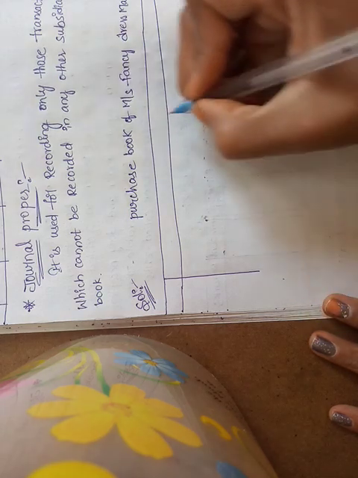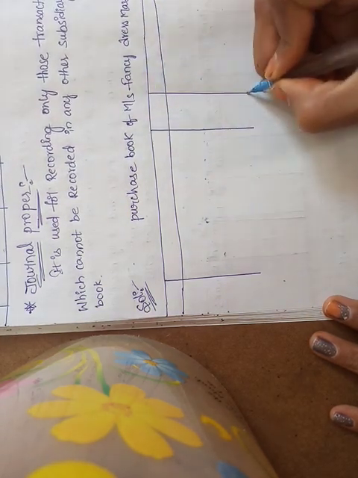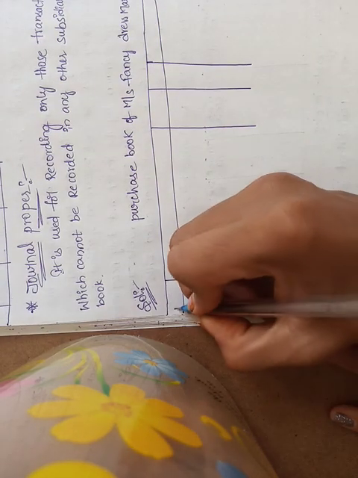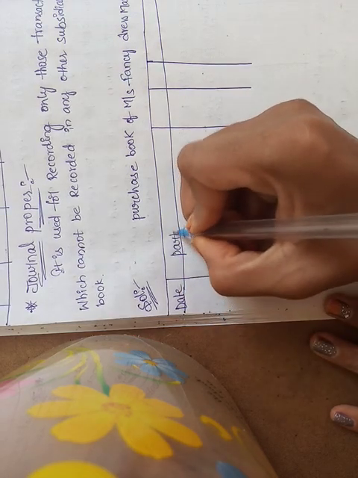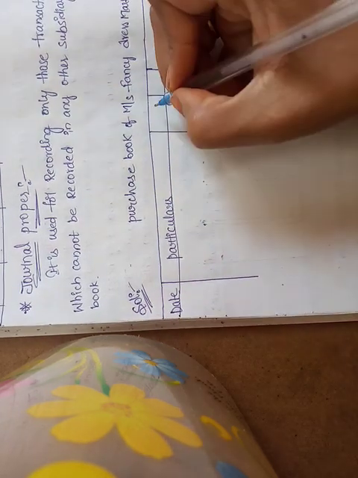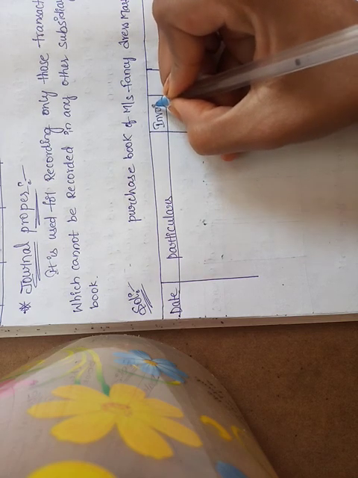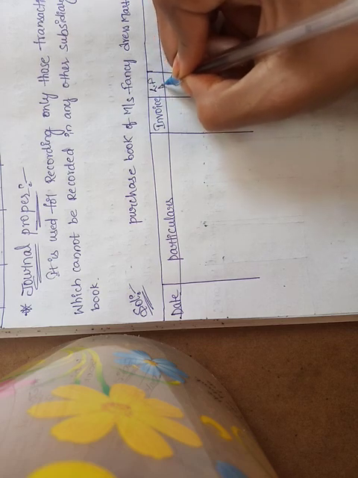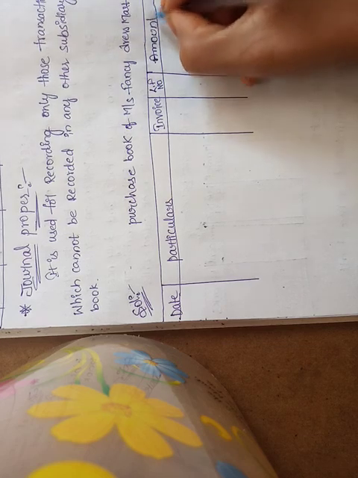Date, particulars, invoice number, LF number, amount. Date, particulars, invoice, LF number, amount.